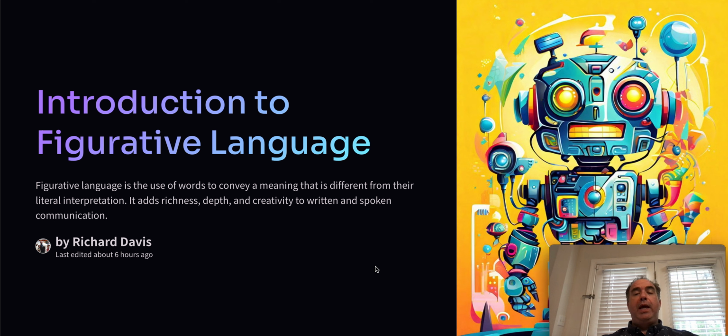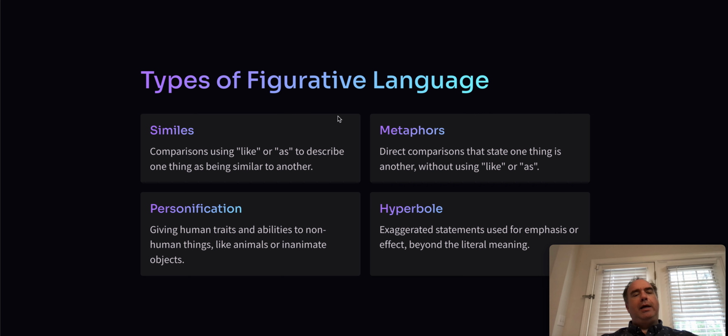Figurative language. It's the key of being human and not a robot. Hence the picture of a robot. All right, so there's different types of figurative language. These are a few of them.